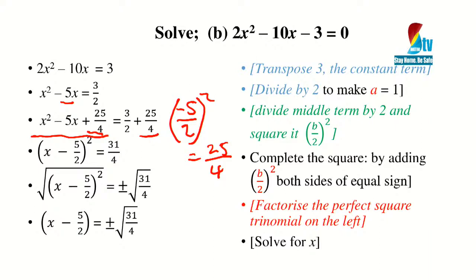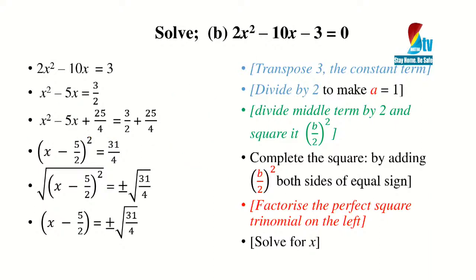When you simplify the right hand side, you are going to get this value. And when you factorize the left hand side, which is a perfect square trinomial, you are going to get a square of a binomial. The first term is the square root of x squared, which is x. Then the other term is half the coefficient of x, which is going to be negative 5 over 2.